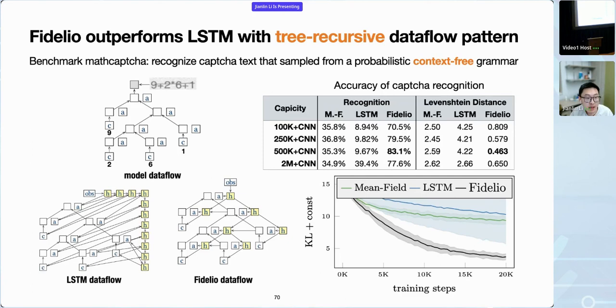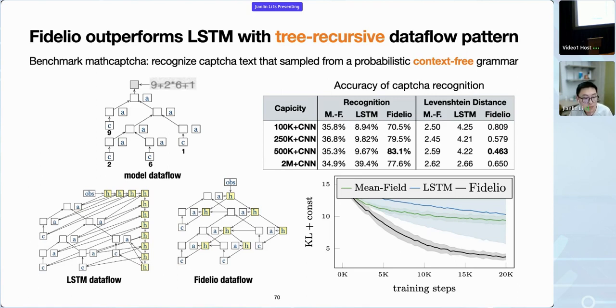We design a second captcha benchmark, mask captcha. Unlike captcha, mask captcha samples simple arithmetic expressions from a context-free language, as shown in the data flow figure. By carefully treating the hidden state through the recursion, the Fidelio guide preserves the tree recursive pattern. We expect Fidelio to improve convergence and the recognition rate over the LSTM guide, and experiment results confirm our belief.